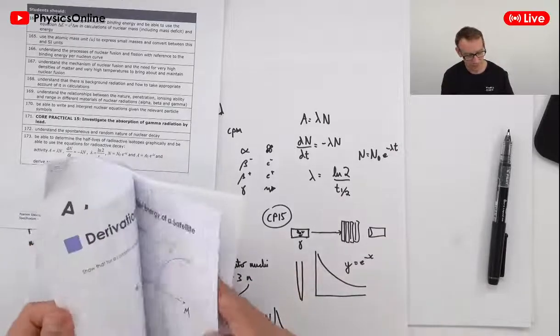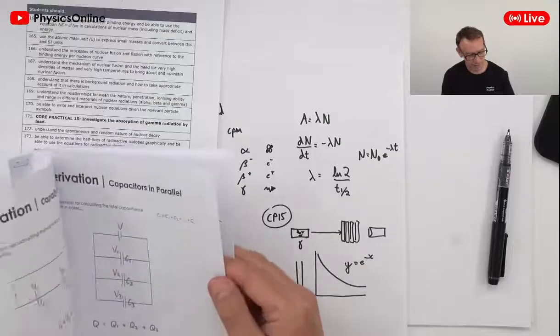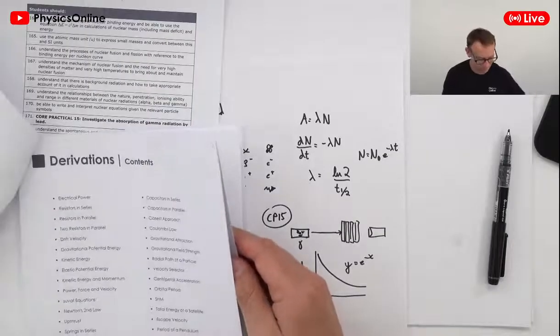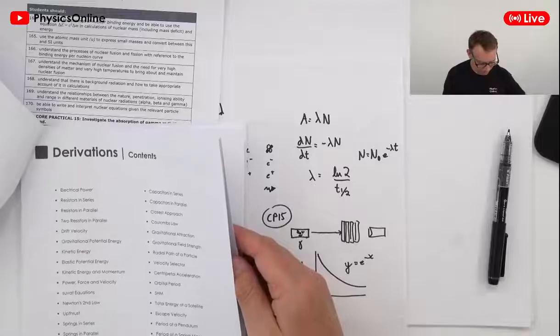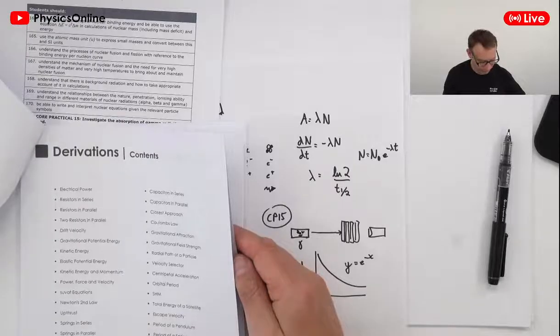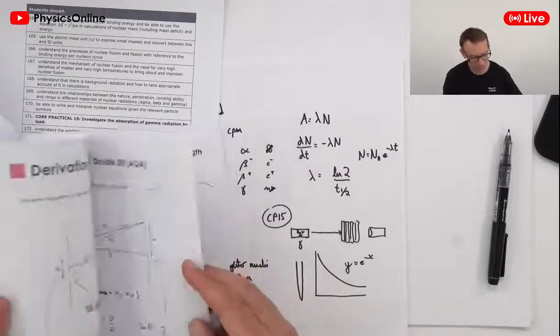So where do I have this? Gravitational field strength, slits. It must be here somewhere. Just before capacitors.